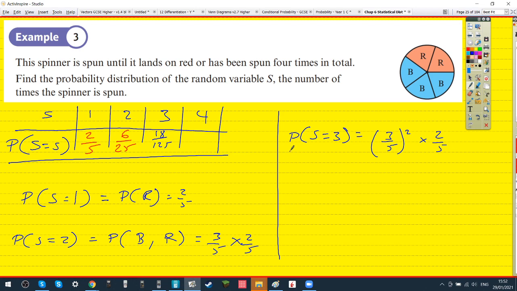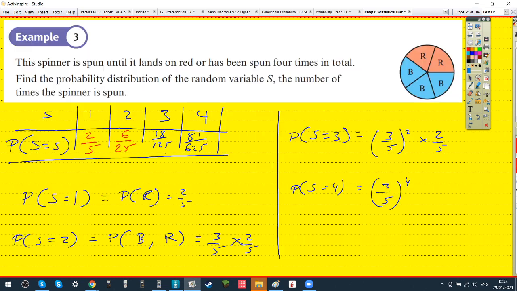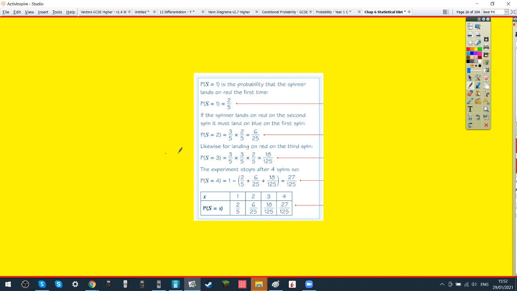Well done. Oh, you already gave me the answer. The probability S equals 4 is just 3/5 to the 4. I got 81 over 625 for 4. Great. And it simplifies down, does it? The fraction simplified? Okay. Yeah, 81/625.